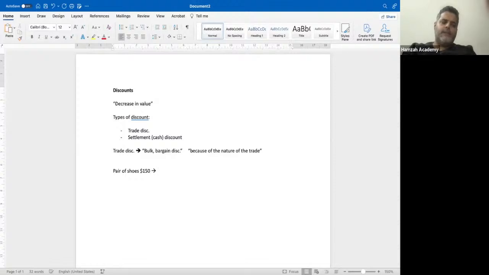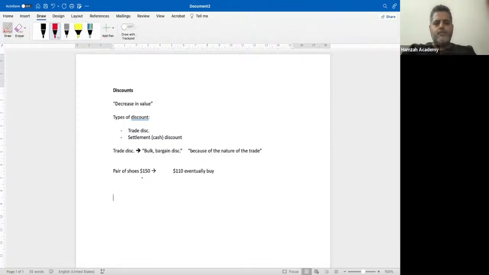Say a pair of shoes is priced at $150. You bargain with the seller and then you end up getting the shoes for $110, right? Eventually you buy them for 110. Now, the price of the shoes quoted by the seller was 150, you ended up buying them for 110, so this difference of $40 is going to be called a trade discount or a bargain discount, right?